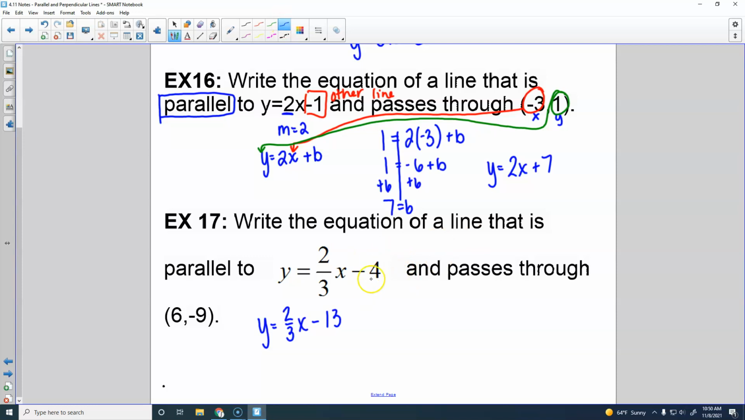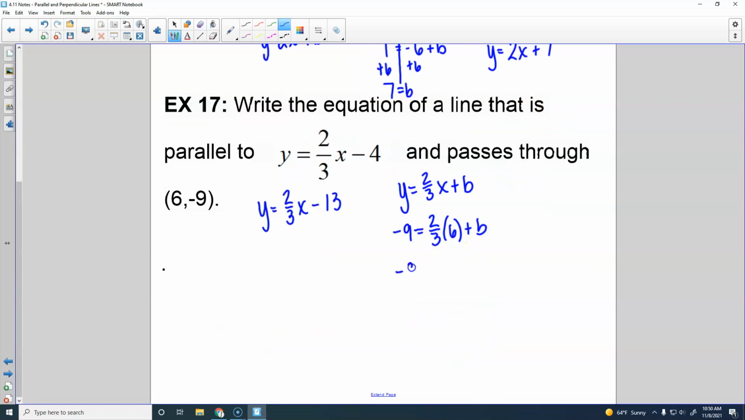So if we did this without the graph, we would have y equals 2/3 x plus b. We would plug in negative 9 for our y. We would plug in 6 for our x. 2/3 of 6 is 4. We would subtract that 4 and get negative 13 for our b. So you can see that same method gets you that same answer.